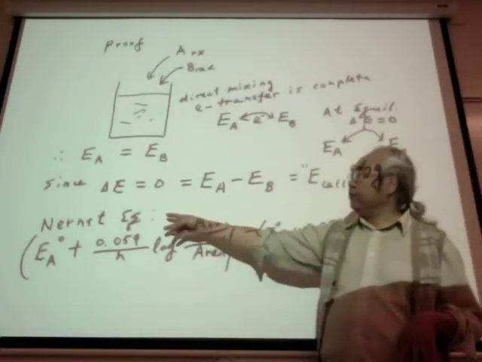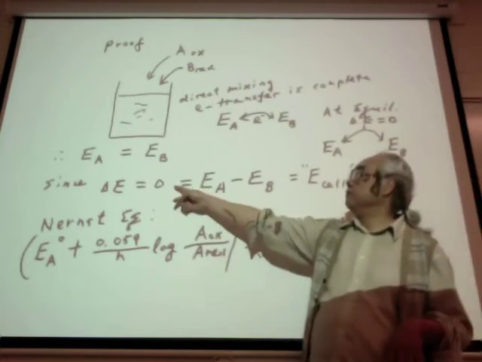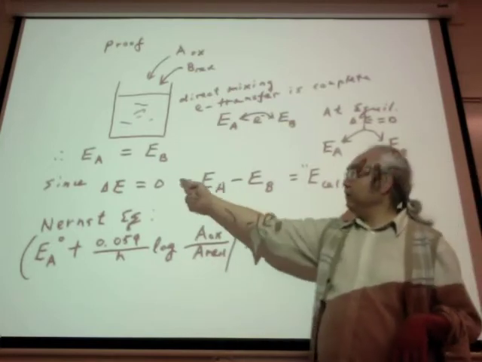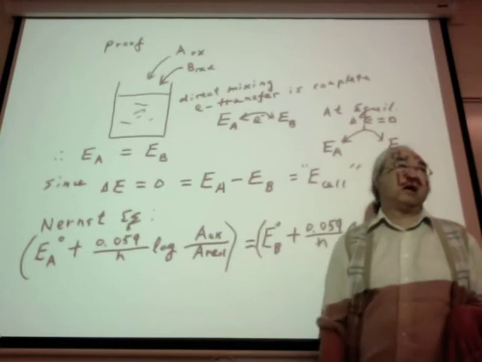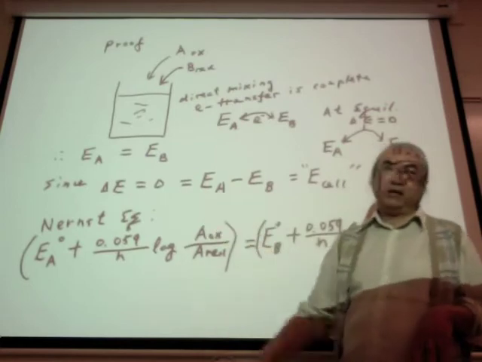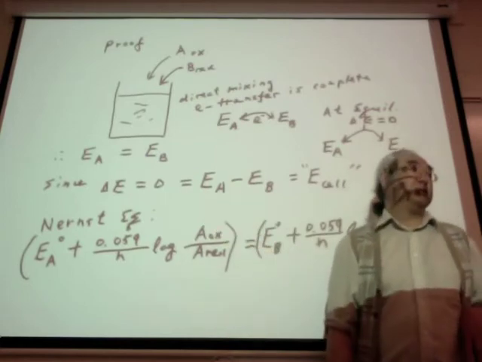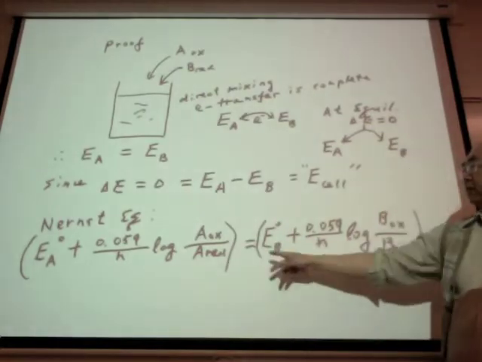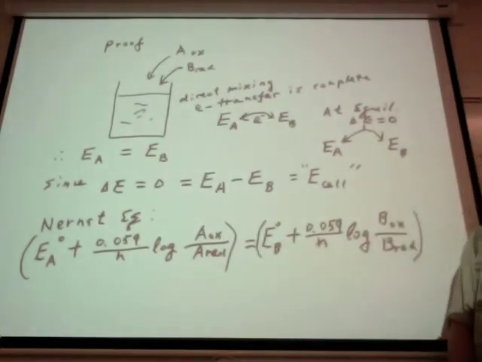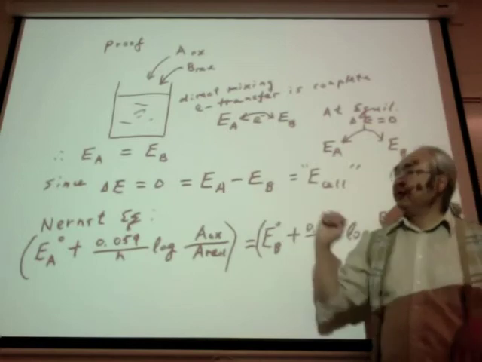Okay, if you write this Nernst equation, because this is 0, then EA is equal to EB, the two experimental potentials being equal. That is the key thing for this write-up. So it is an experimental potential.